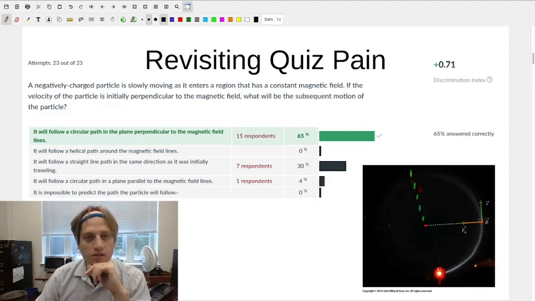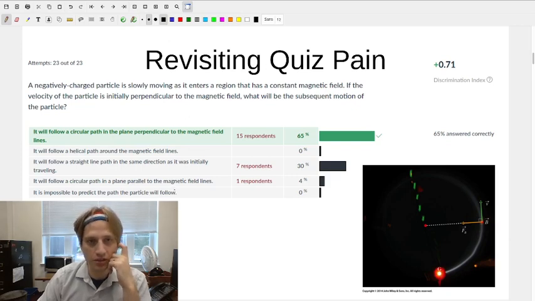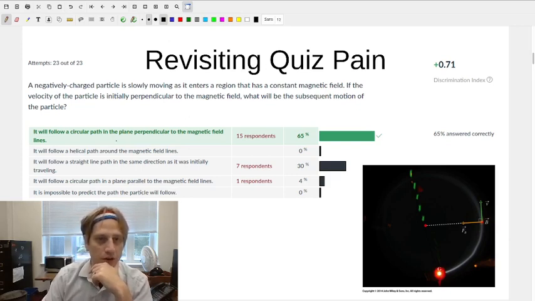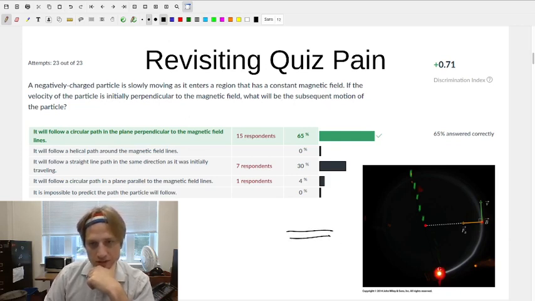Now, since it was the end of the week, last time we met, you did have an online quiz since then. The question that people had the most problems with was this one. It says a negatively charged particle is slowly moving as it enters a region that has a constant magnetic field. If the velocity of the particle is initially perpendicular to the magnetic field, what will be the subsequent motion of the particle? Well, that's this situation.